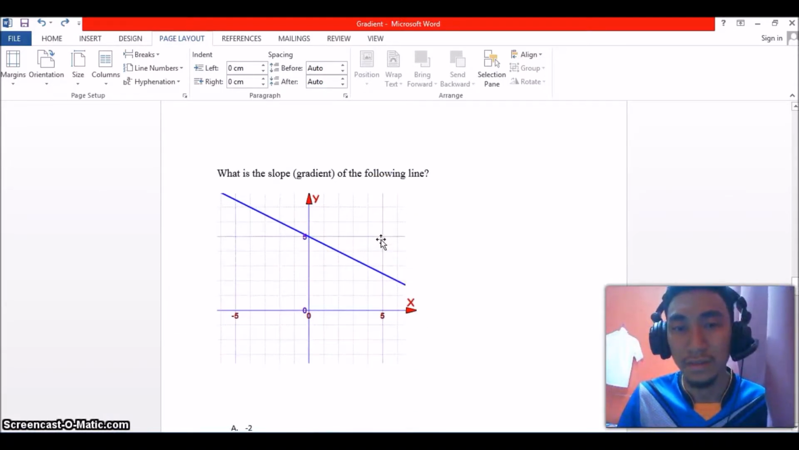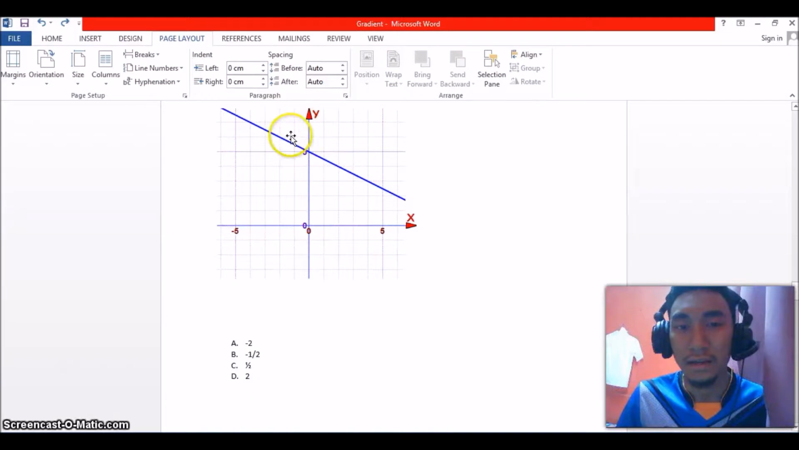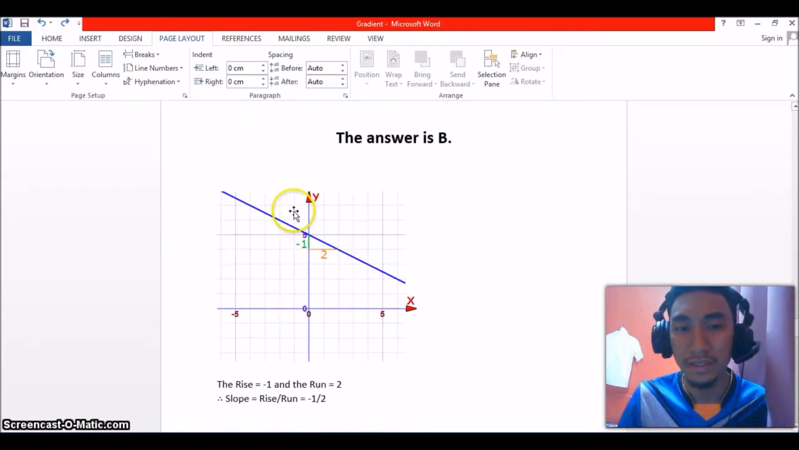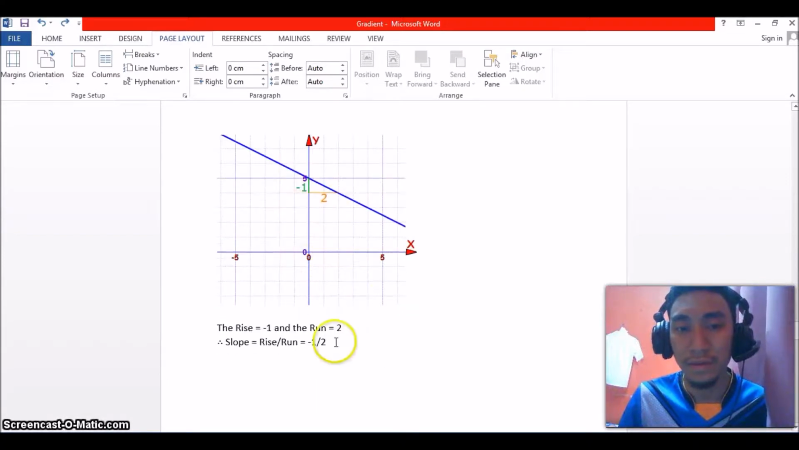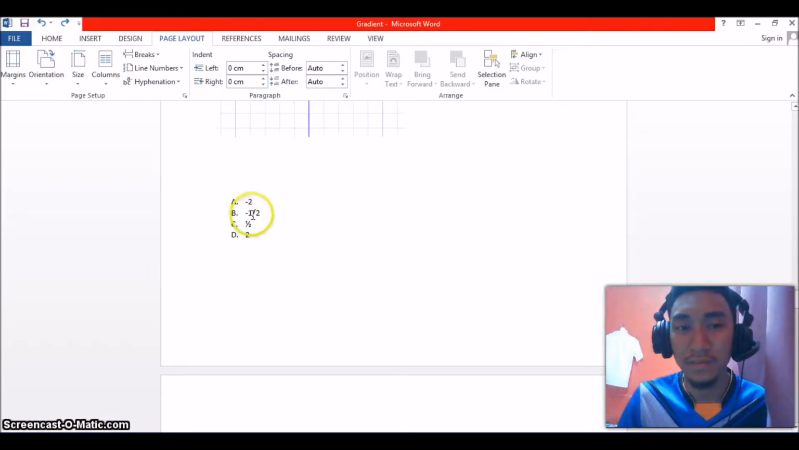There is a question that I have found. We know that this line has a negative gradient because it goes down here. So for the calculation, the change in y is -1 and the change in x is 2. So we divide -1 by 2 and we get -1/2. So the answer is B here.